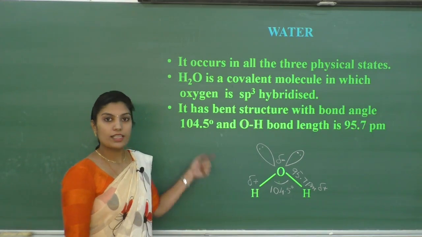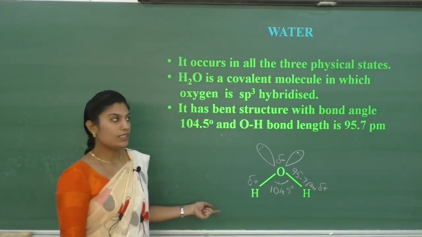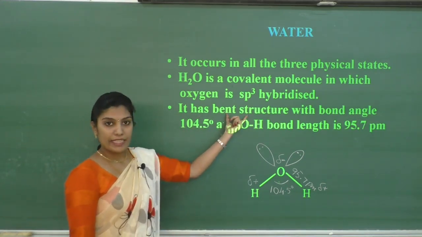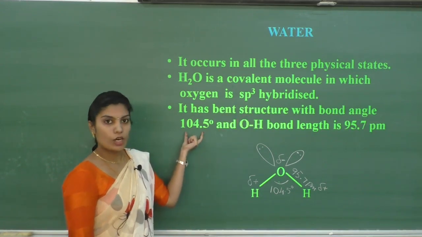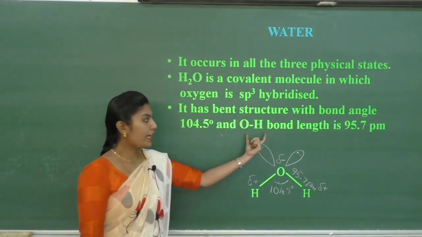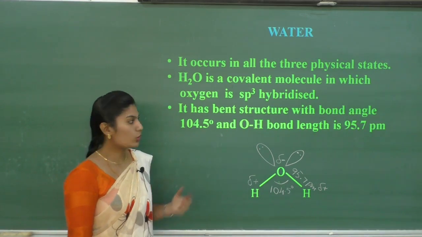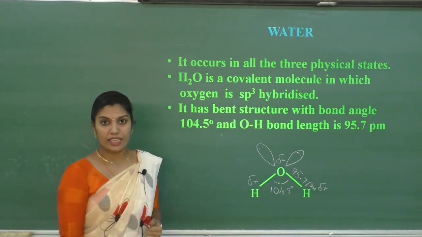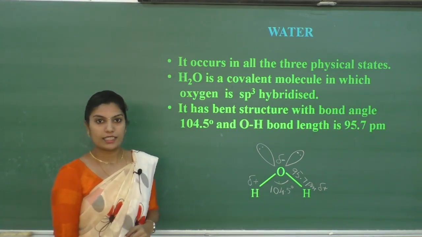This is about the structure of water. It is having a bent structure with a bond angle of 104.5 degree and the OH bond length is found to be 95.7 picometer. Cleared?